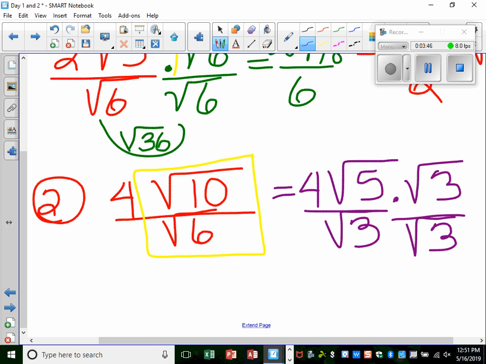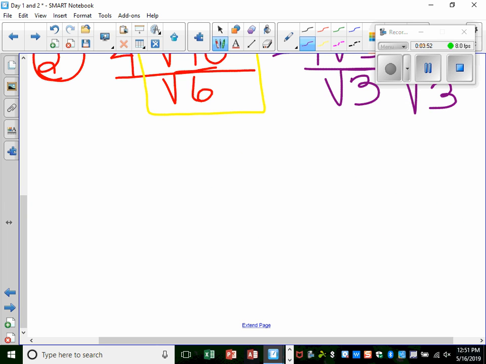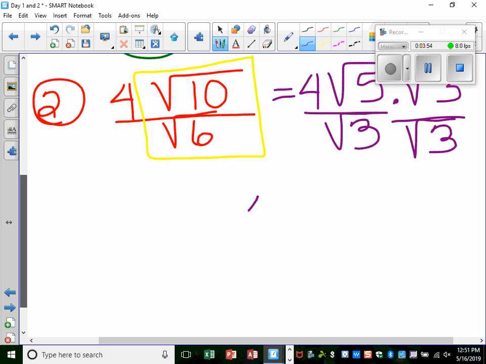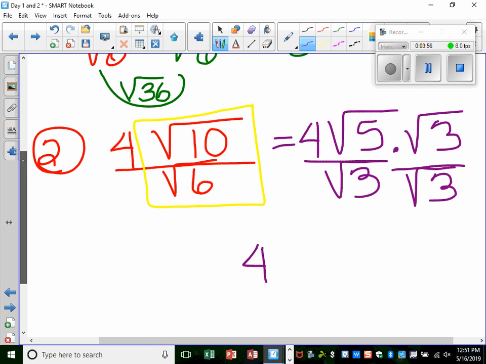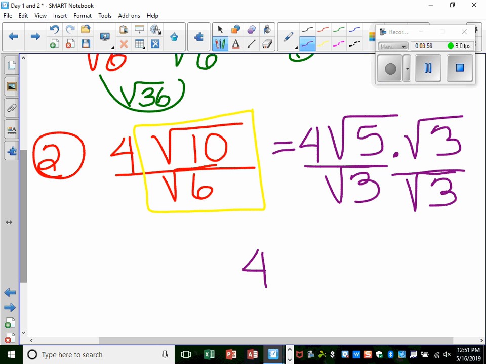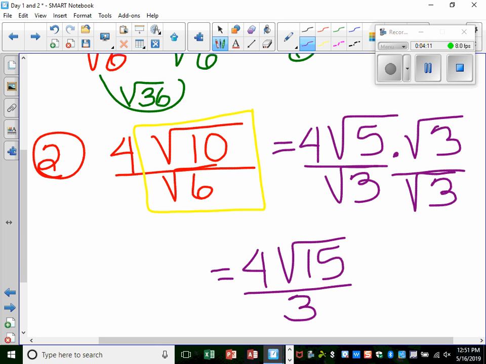So rad 3 times rad 3 is rad 9. The square root of rad 9 is 3. So like I said, you really just end up with what's under the radical. So at the top, I'm going to have 4 rad 15 divided by 3. Okay, now you cannot break the 15 down any further. So that is in simplest form, and you cannot reduce the 4/3.